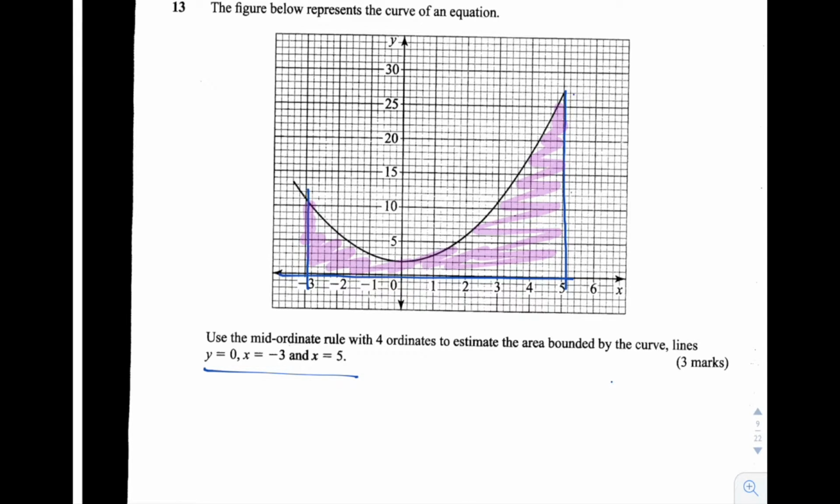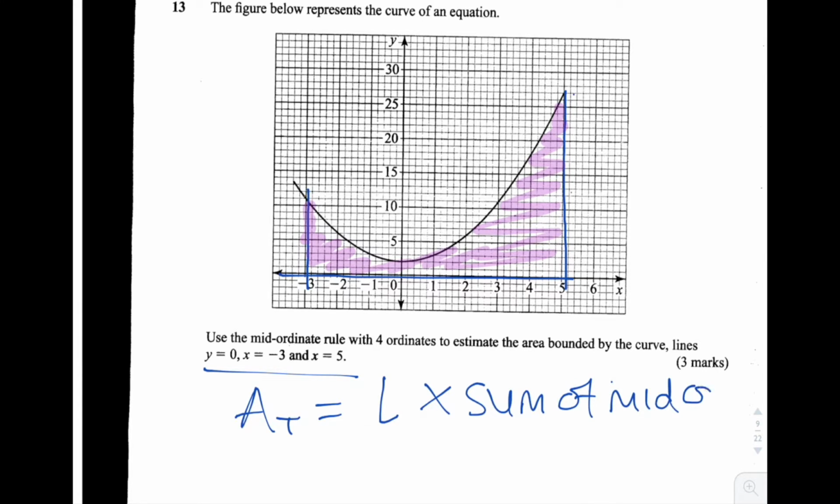Also, let me write down the mid-ordinate rule. So the mid-ordinate rule is given by a formula: A is equal to L, where L is the length of an ordinate, multiplied by the sum of the mid-ordinates.